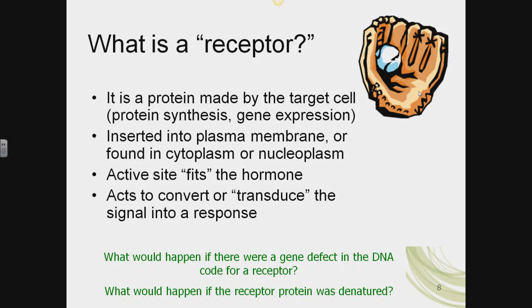Given that a receptor is a product of gene expression, if there's a mutation, you have the opportunity of losing the functionality of that receptor. If it was denatured, you lose the functionality of that receptor. And again, it would be as if the signal was never released. The cell would not change its physiology.